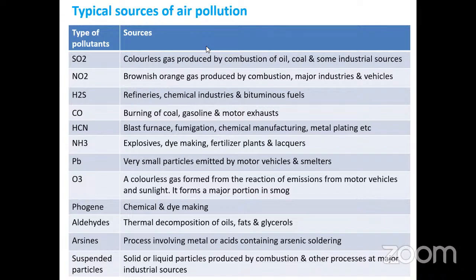Hydrogen sulfide is a pollutant that is released from the oil refineries, some of the chemical industries, and the bituminous coal, that is the coal-based material. The next one is carbon monoxide. It is a major pollutant, a very poisonous chemical that is released from the burning of any organic material like coal, oil, natural gas, whatever it may be, and some automobile exhaust also. Wherever incomplete combustion is taking place, there the release of carbon monoxide is taking place.